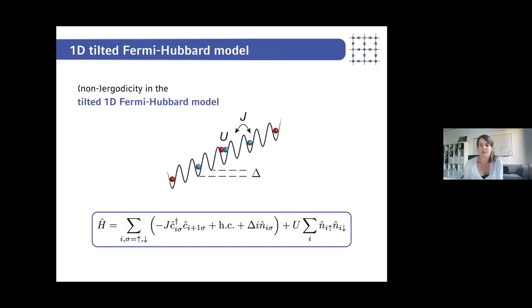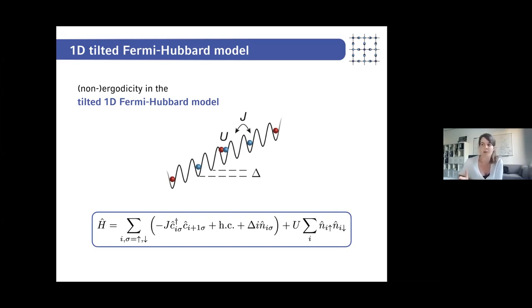So let me briefly introduce the tilted Fermi-Hubbard model. It's a 1D lattice model where we again have hopping between neighboring sites and a Hubbard interaction energy strength U. But now on top of that, we have a potential energy difference between neighboring sites, which is labeled as theta.